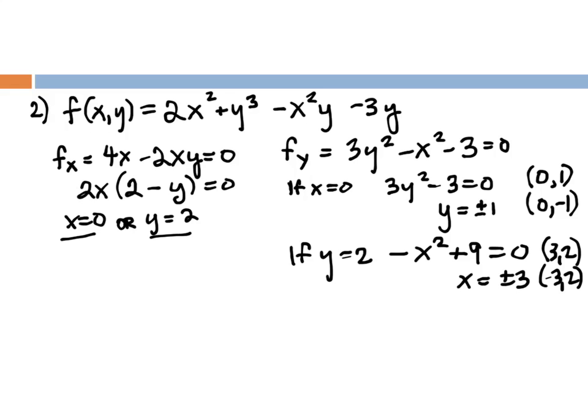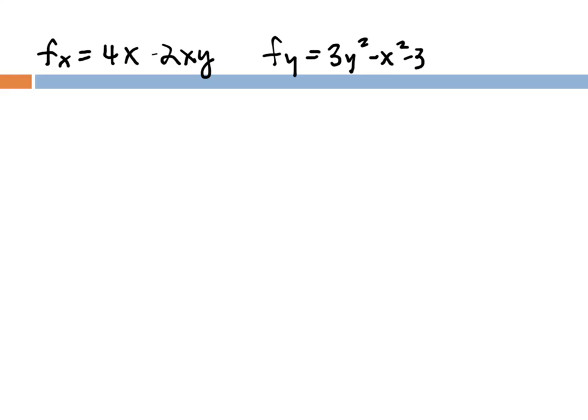All right, we've got our critical points. Now what? Second partials, you got it. So I need f sub xx. Okay, I'm going to run out of space on this slide anyway. Let me just go to the next slide. All right, so we know f sub x we had as 4x minus 2xy. And f sub y is 3y squared minus x squared minus 3.